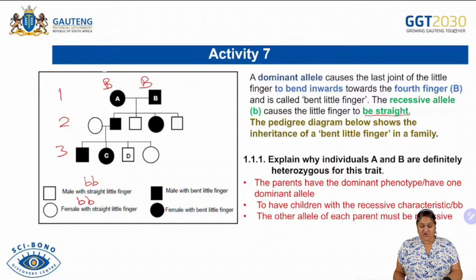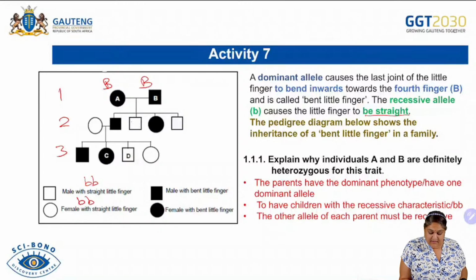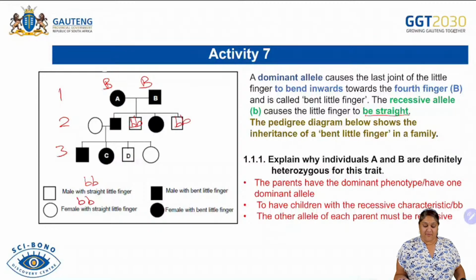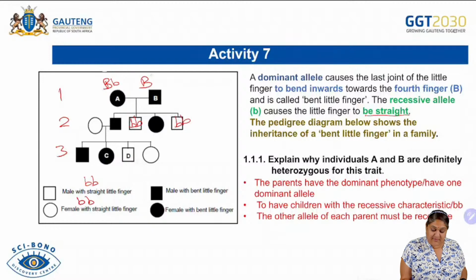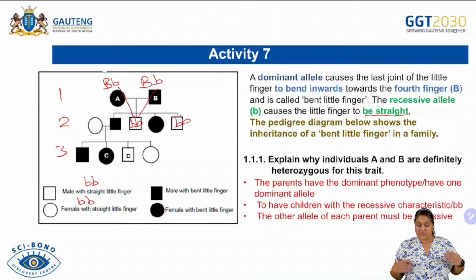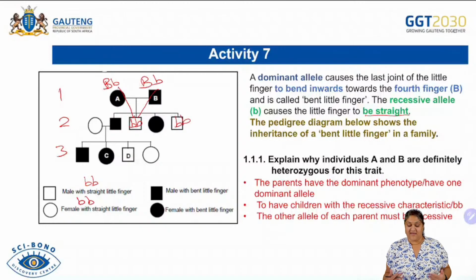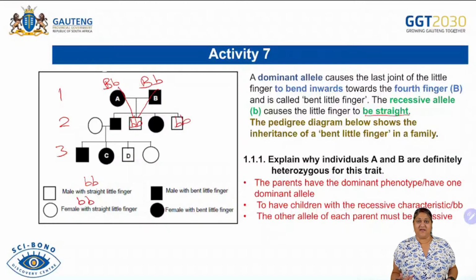And because they have children that have homozygous recessive, they must get one allele from each parent. Therefore, the parents have to be heterozygous, because then they can get this one and then they give this one. So you just say it like that. The parents have the dominant phenotype. To have children with the recessive characteristic, the other allele of each parent must be recessive. Doesn't have to be in this order, your bullet points, as long as it makes sense.